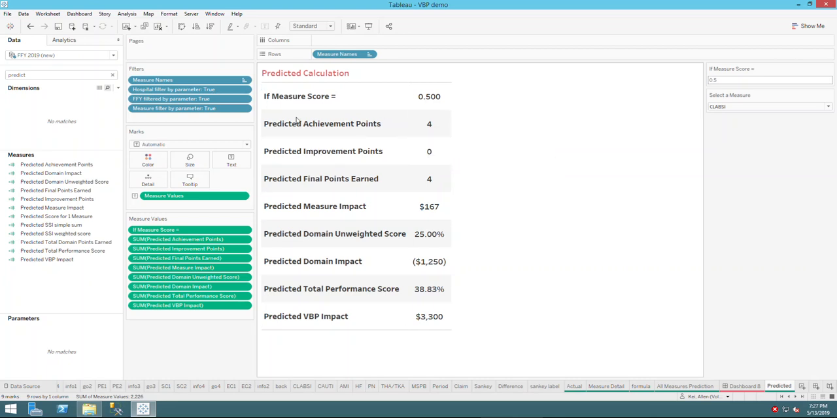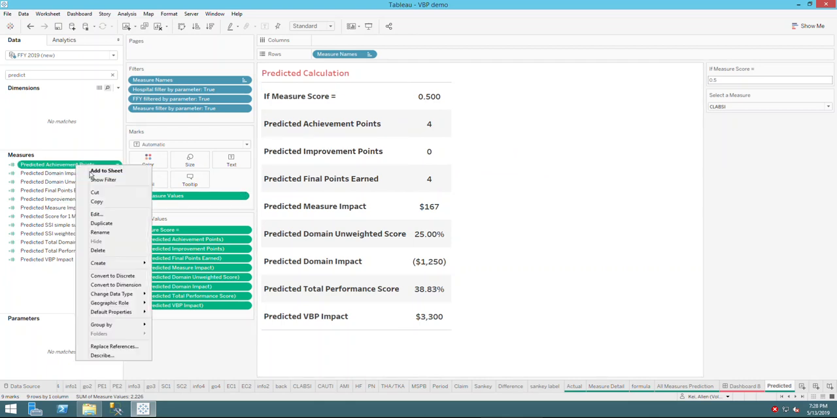Given a score, I have two calculations here. One calculates the achievement points, and the other calculates the improvement points. The achievement points compare you with the top 10% of hospitals in this entire program, and the improvement points compare you with your own performance in the baseline period. The final points earned is whichever is higher of these two.